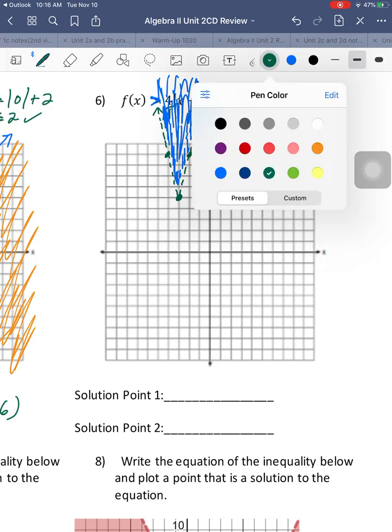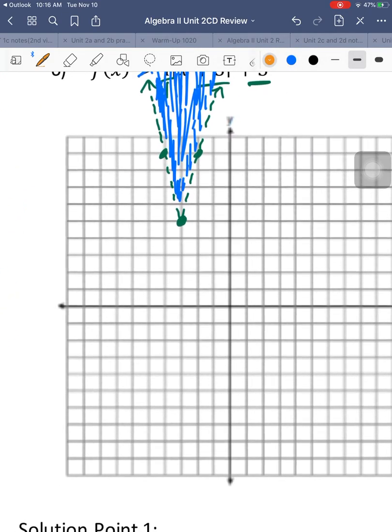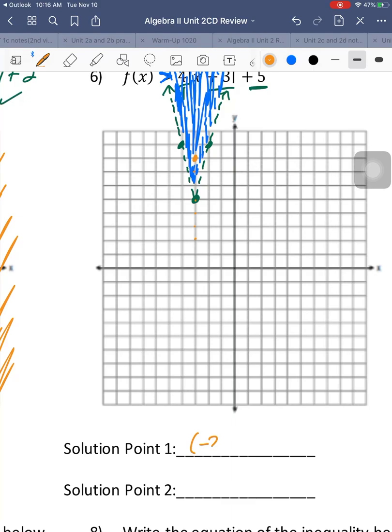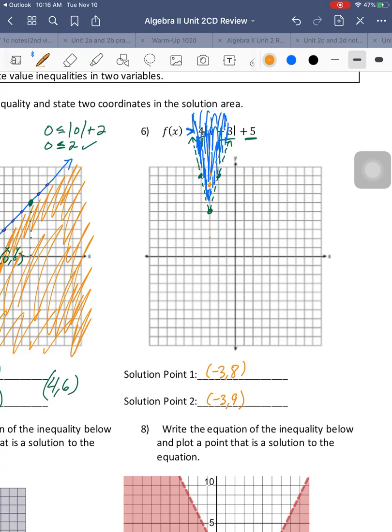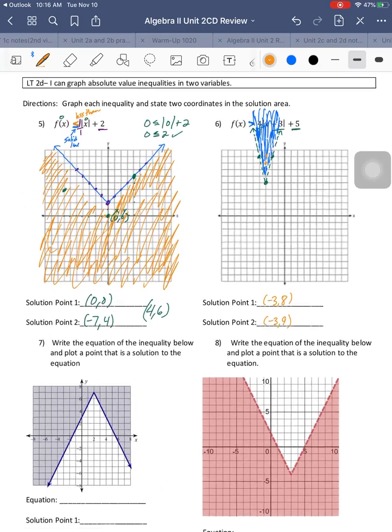Let's look very closely. Looks like inside there we have whatever that point is. So that's negative 3, 1, 2, 3, 4, 5, 6, 7, 8. Negative 3, 8. And I guess I could just even go one up from that. Negative 3, 9. Anywhere in the shaded area is a solution, not on the actual line, on the V in that case.